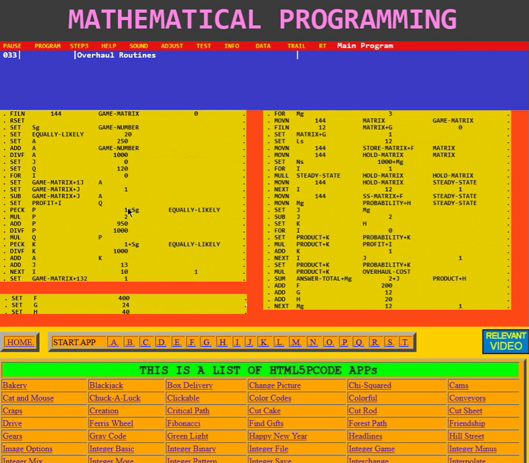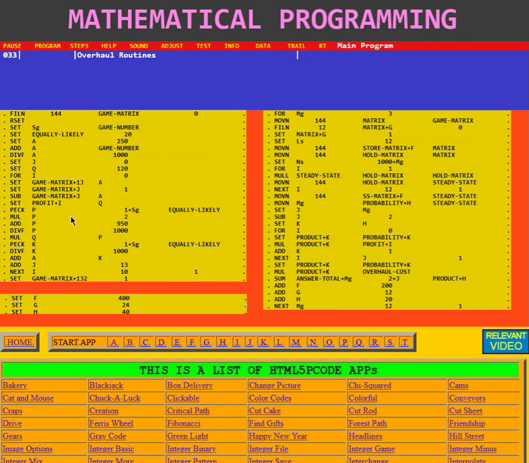Then it picks a random number, equally likely. That's what PEC does. Going to put the answer into P. Here is the seed number it uses, and that changes with the game, so that means this is always going to change with the game. And this equally likely we set up to 20 up here. So it's going to pick a value from 0 to 19, equally likely.